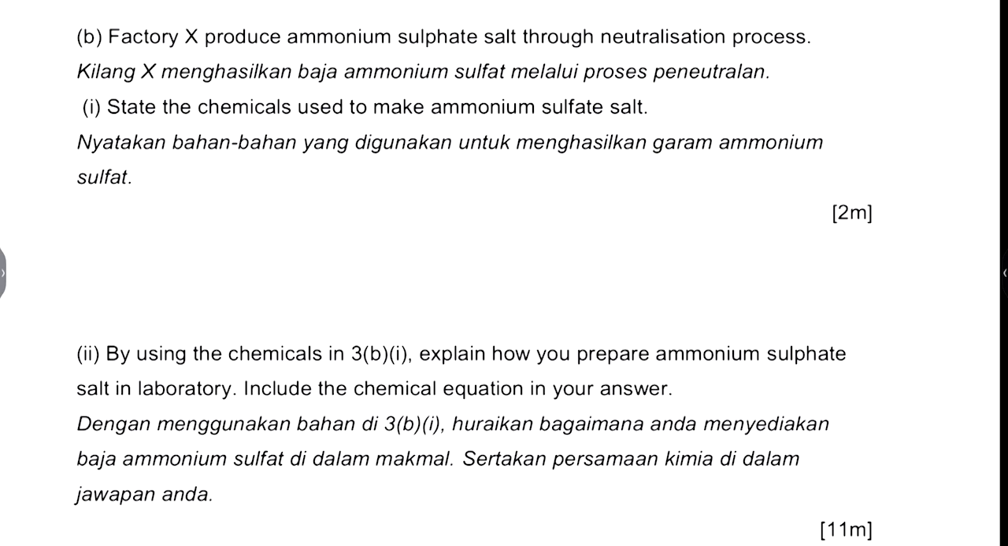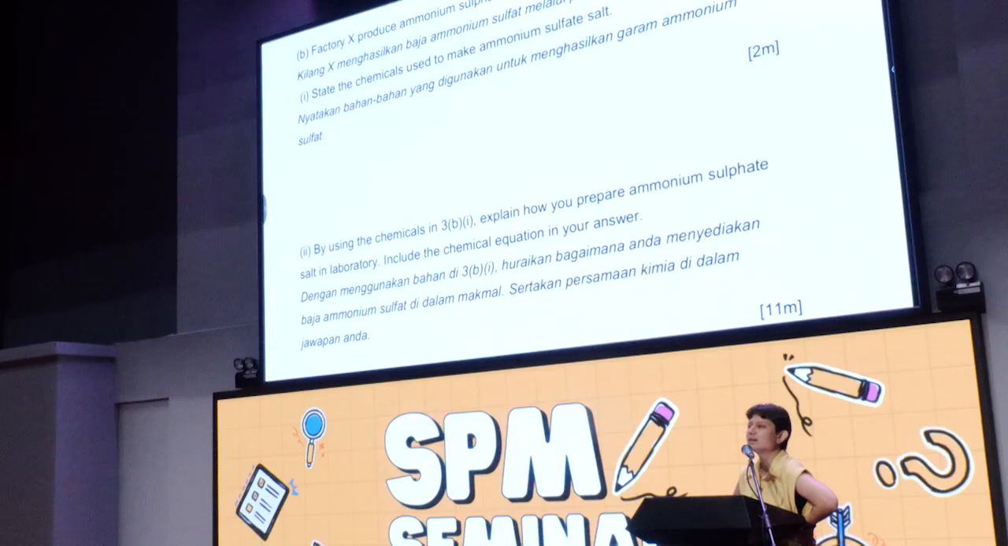Kilang X menghasilkan baja ammonium sulfate melalui proses penyucilan. Nyatakan bahan-bahan yang digunakan untuk menghasilkan garam ammonium sulfate. Okay, how do you make ammonium sulfate? Ammonia, larutan ammonia. You cannot just use ammonia gas. No, it's larutan ammonia and sulfuric acid. Okay?